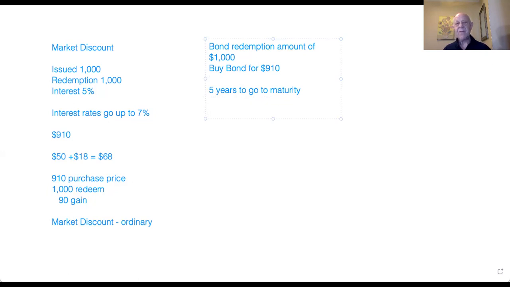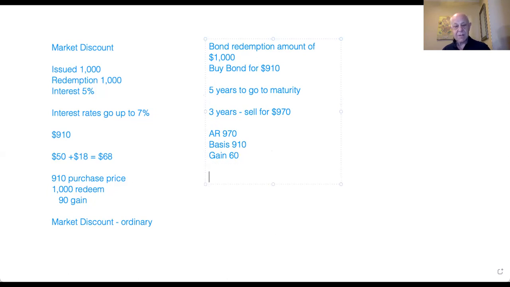And instead of holding it for 5 years and selling it for $1,000, I hold the bond for 3 years. And then I sell for $970. And then I'll use different sales prices later on to show you the differences. So we're going to sell it for $970. So I know that my amount realized is $970. I know my basis is $910. So I know I have a gain of $60. Now the question is, is that $60 capital or ordinary?